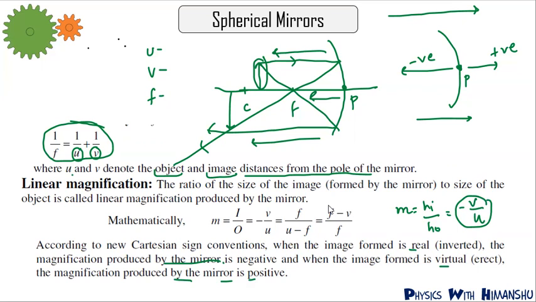Please remember this. And suppose the height of image is more than the height of object, then it will be an enlarged image. Suppose the height of image is less than the height of object, it will be diminished, and if both are of the same size, then it will be a same size image. Please remember this formula: 1 upon V plus 1 upon U equal to 1 upon F. I'll discuss the sign convention again.